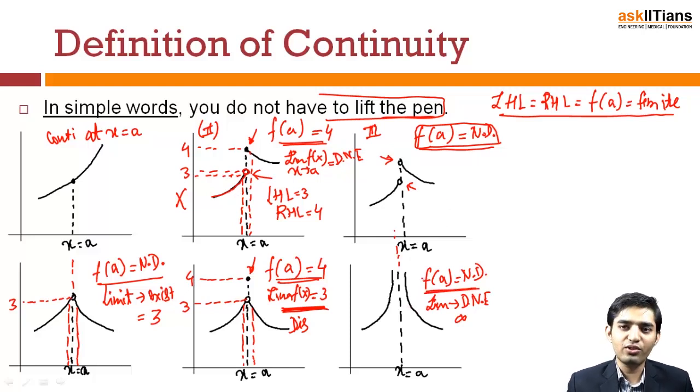Okay, so there are two things for checking the continuity of a function. Either you can check directly from the graph whether you have to lift the pen or not. If you are not lifting the pen, then the function will be continuous. If you are lifting the pen, then the function will be discontinuous. Okay, this is the first thing.